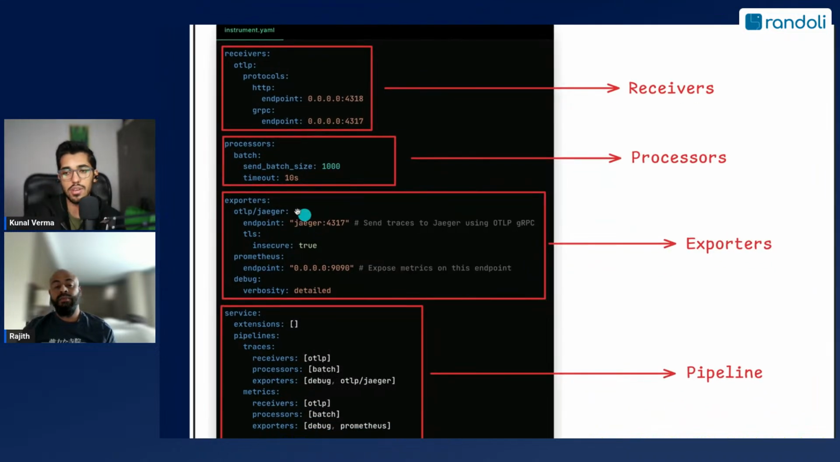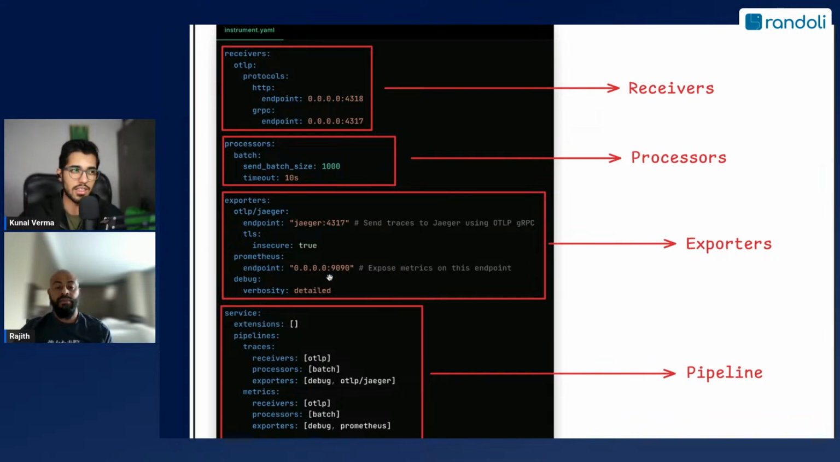And then here you can see we are defining the exporters, right? So the number one exporter here we are sending, for example, to Jaeger. So we are sending traces to Jaeger, right? And then we are sending the metrics to Prometheus, and we have defined the addresses to both of these, right?